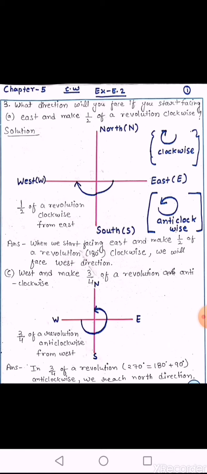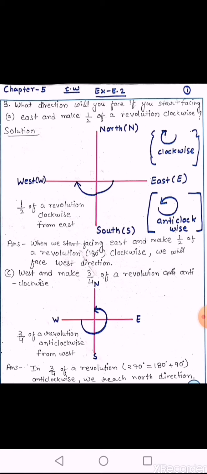Now see question C. West and make 3/4 of a revolution anti-clockwise. Anti-clockwise, you know, the opposite direction of a clock is moving in which direction? Clockwise direction. So the opposite direction of clockwise is called anti-clockwise. That means we move just opposite to the clock.